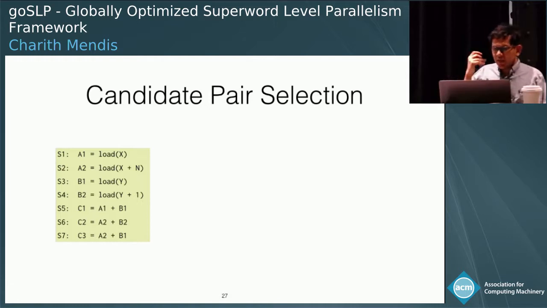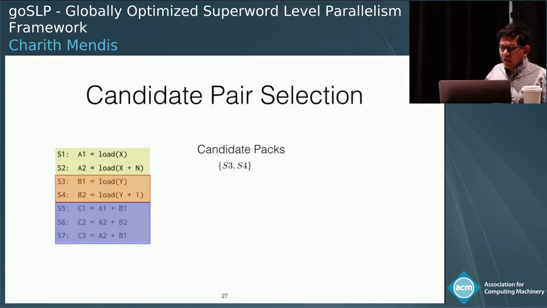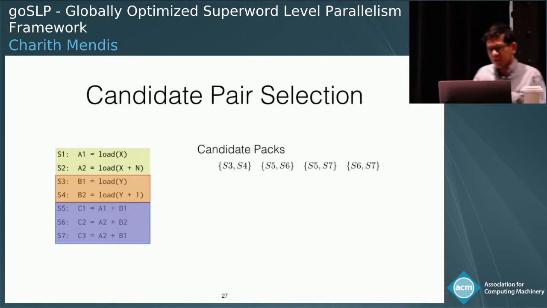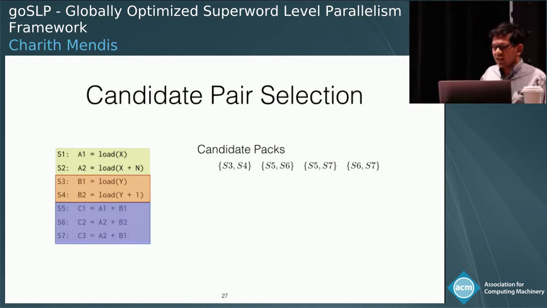GoSLP does a pairwise packing first. So if you look at this particular basic block, S1 and S2 are not contiguous in memory, but S3, S4 statements are contiguous in memory and is a potential packing opportunity, where you can select any of the statements from this isomorphic group of additions. And in GoSLP, we list all the opportunities out there for statement packing. And the output of this algorithm is to select what statement should actually be packed.